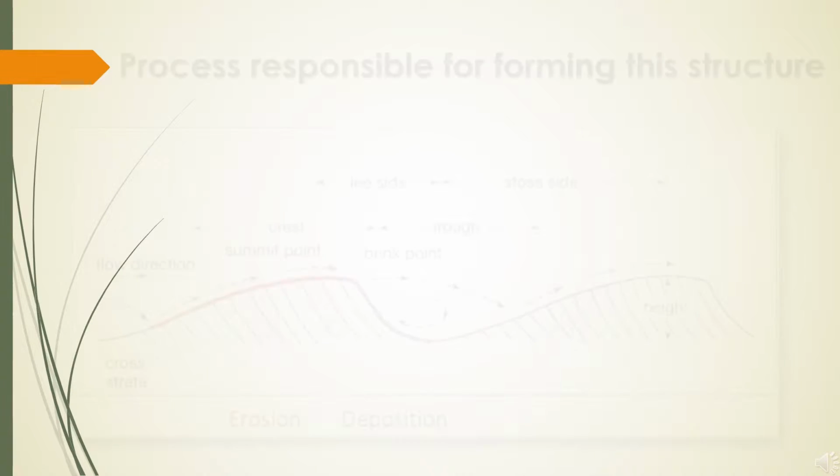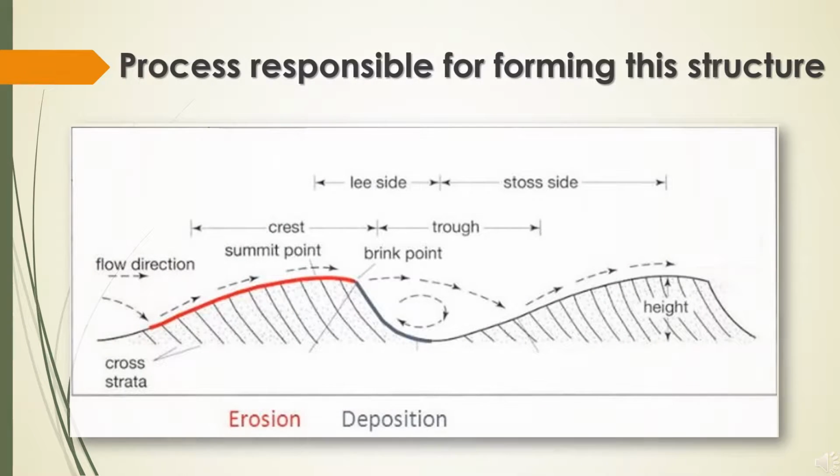Hello everyone, I'm Paula and I'm going to talk about the process responsible for forming two-dimensional bedforms. These structures are formed by the migration of sediments from the stoss side coupled with the fluid flow, causing the eroded sediments to climb up the less steep stoss slope and be deposited at the crest. The crest eventually becomes unstable and the sediment avalanches down the lee side, forming cross-stratification.